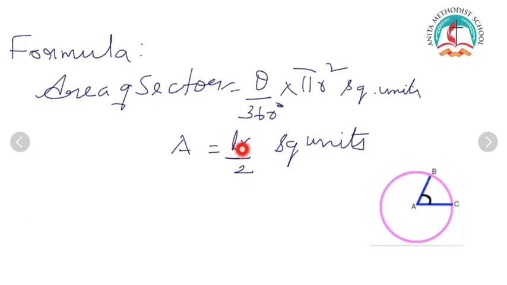When arc length and the radius are given, we have to use area A is equal to arc length L into radius by 2 square units. Children, once again I tell you, area of the sector when theta and radius are given, theta by 360 degree into pi r square units. When the arc length and the radius are given, area A is equal to L into r by 2 square units. Hope you all understood.